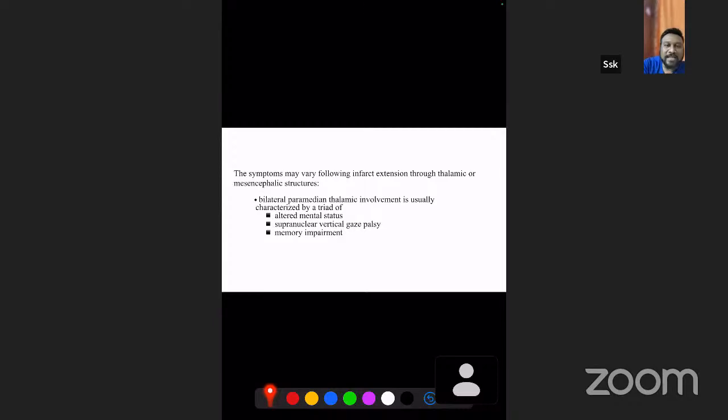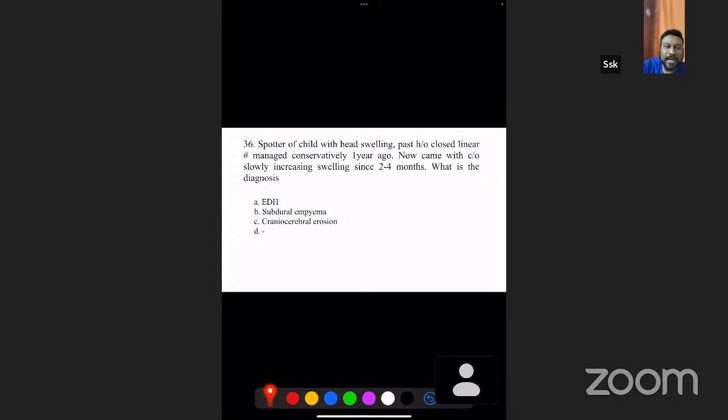So what happens when there is an infarct here? It is going to end up with the classical triad of altered mental status, supranuclear vertical gaze palsy, and memory impairment. So this is the characteristic presentation for this artery of Percheron infarct. So this is very important, and you have to make sure that you don't make a mistake here.